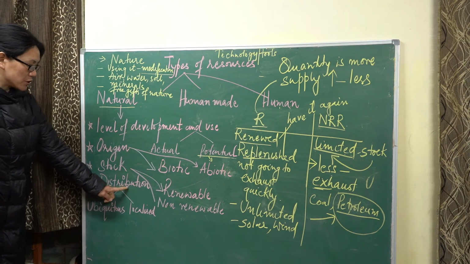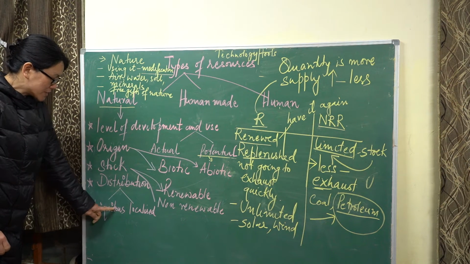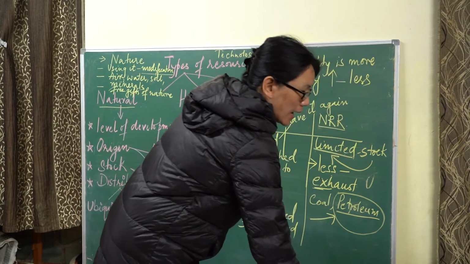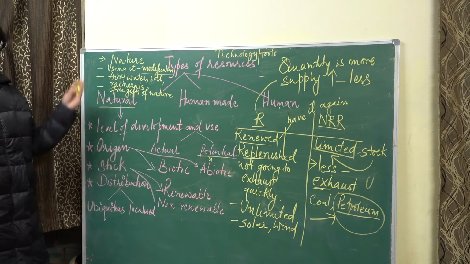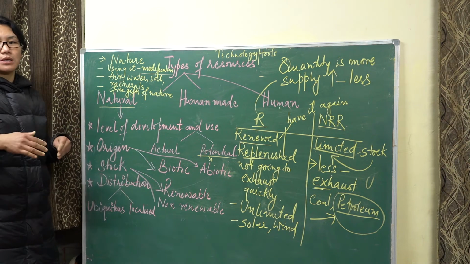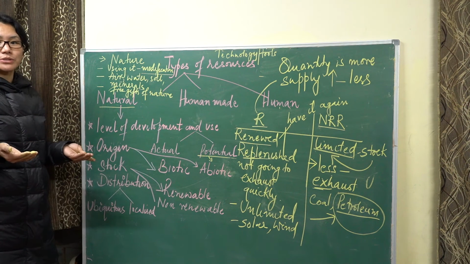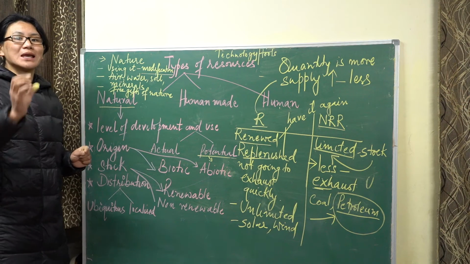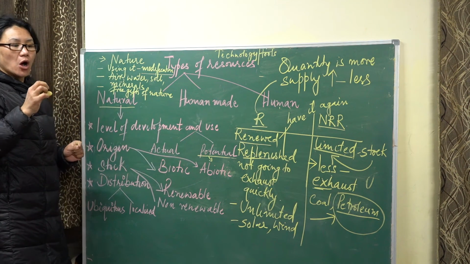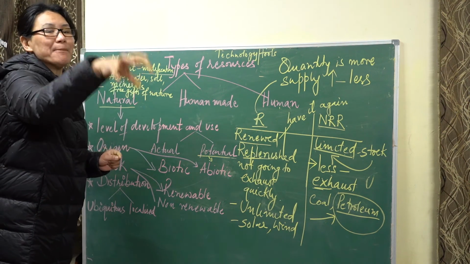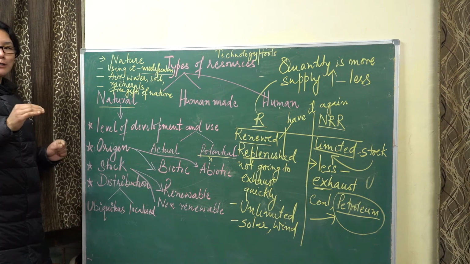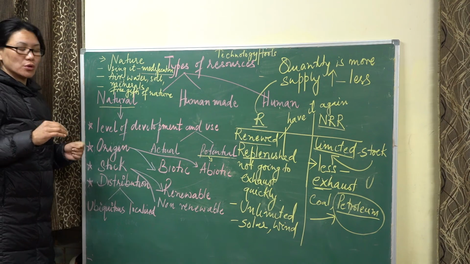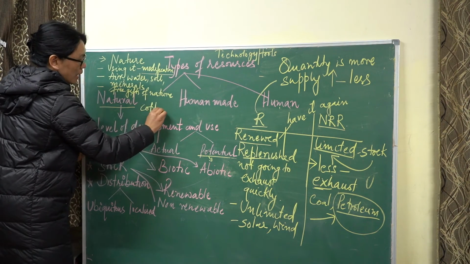And then we have distribution. On the basis of distribution, we have ubiquitous and localized. Ubiquitous resources are those resources which are found everywhere. Okay, one example is water resources, air resources, right? Whereas localized resources are those resources which are found in one place. Or we can say which are found only in some places are called localized resources. Say for example, copper, iron ore.